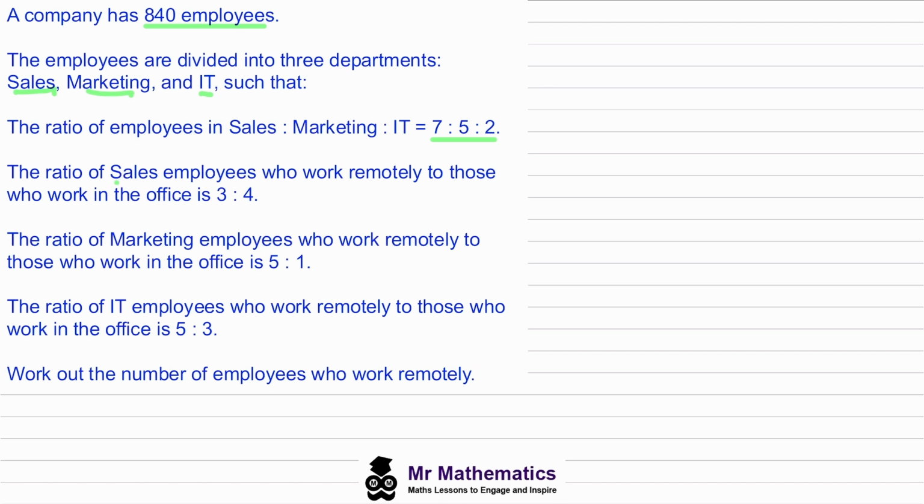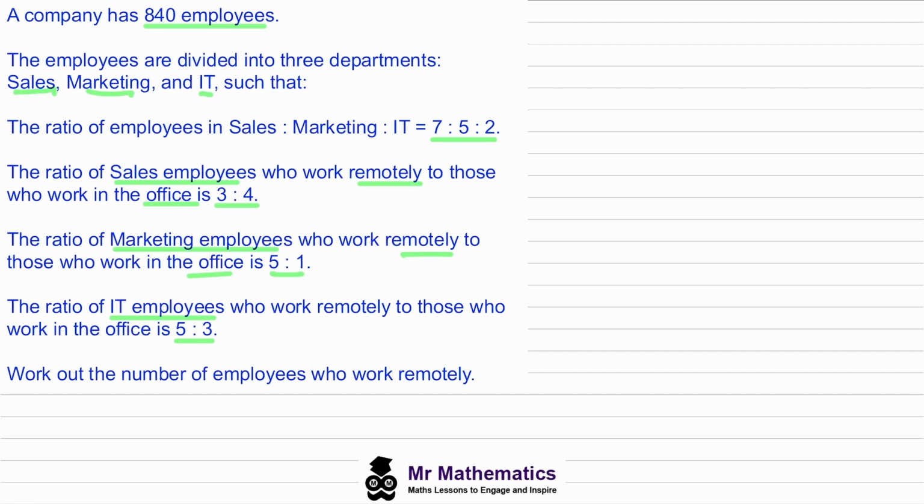And the ratio of sales employees who work remotely to those who work in the office is 3 to 4. And the ratio of marketing employees who work remotely to those who work in the office is 5 to 1. And then the ratio of IT employees is 5 to 3. We've been asked to work out the number of employees who work remotely. So perhaps you want to try this question yourself. You can pause the video, and when you come back, we'll go through the worked solution.